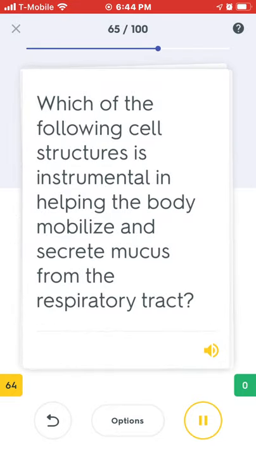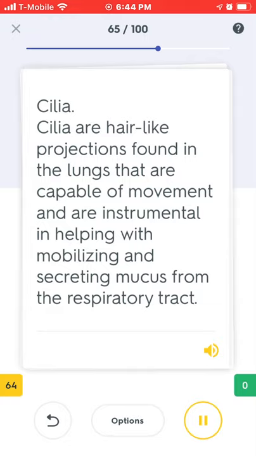Which of the following cell structures is instrumental in helping the body mobilize and secrete mucus from the respiratory tract? Cilia. Cilia are hair-like projections found in the lungs that are capable of movement and are instrumental in helping with mobilizing and secreting mucus from the respiratory tract.